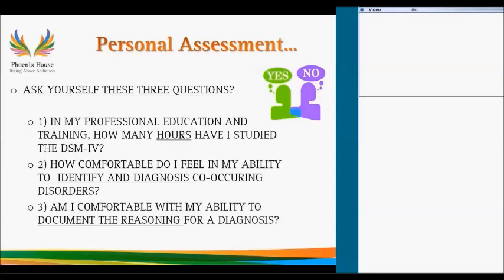How comfortable do you feel in your ability currently to identify and diagnose co-occurring disorders? In other words, identifying, like I said previously, the diagnosis itself, and then deferring it to how it relates or not specifically to a substance abuse disorder as well. And then lastly, how comfortable are you with your ability to document the reasoning for a diagnosis?